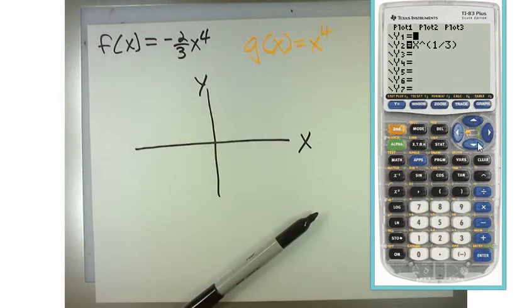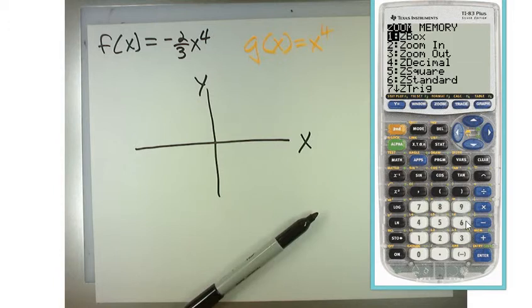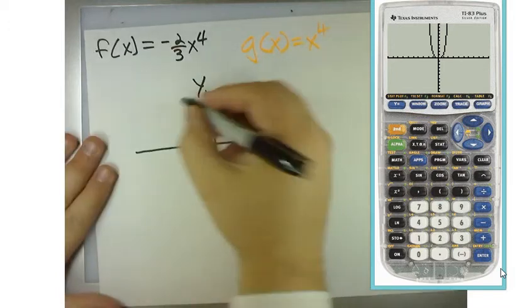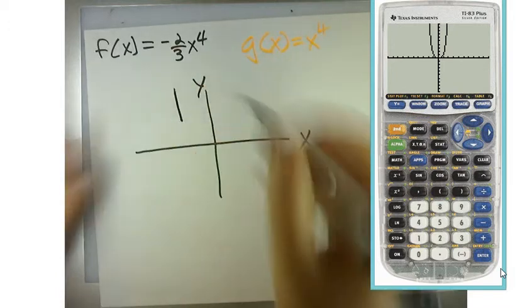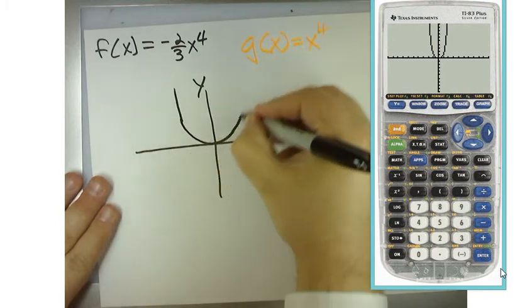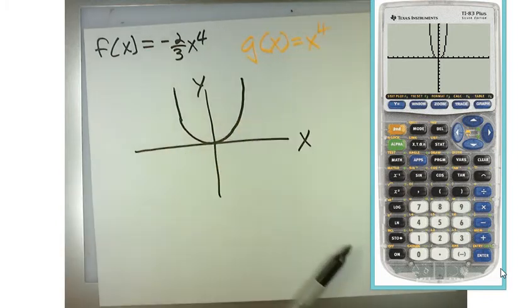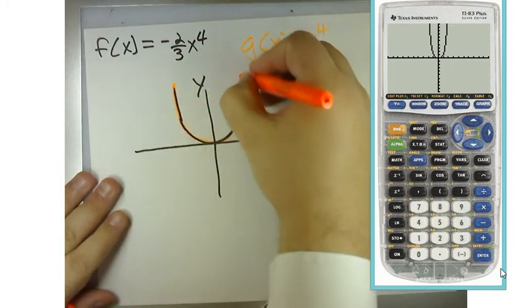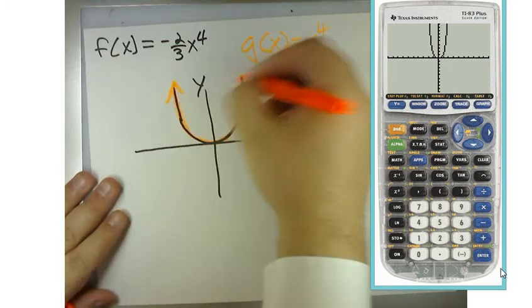And so I'm going to clear these out, and I'm going to say x to the 4th and graph it. And it'll look like a stretched out parabola. Let me get in and do a standard view. And so it looks kind of like a stretched out parabola. Like this. Okay, and I probably should have used orange, so we'll use orange on that. So that's g of x.